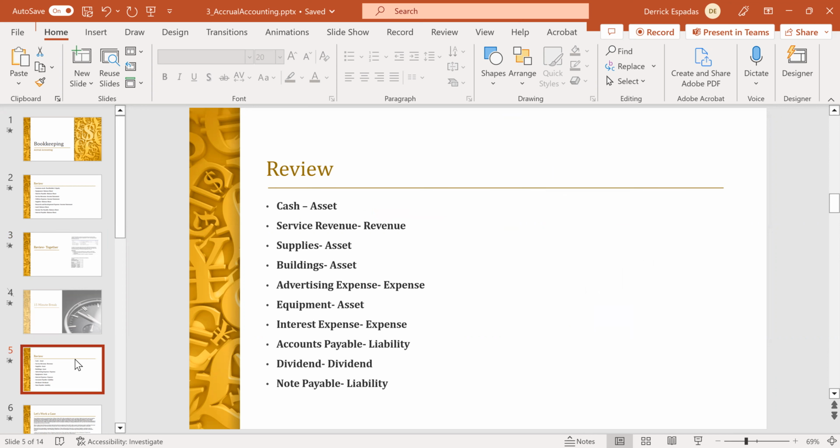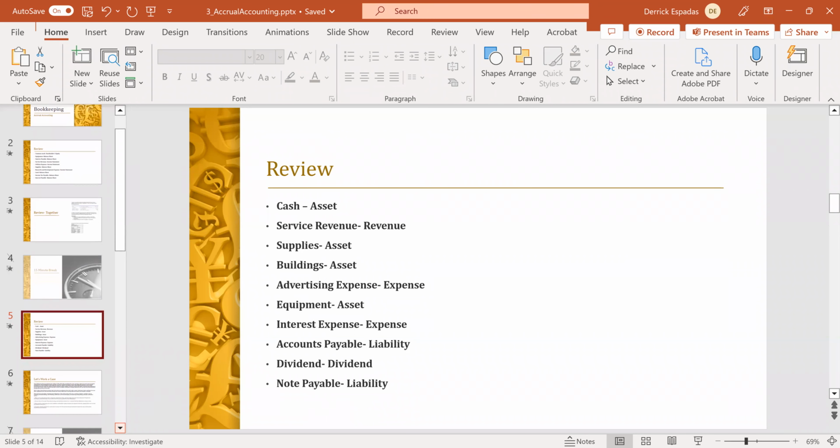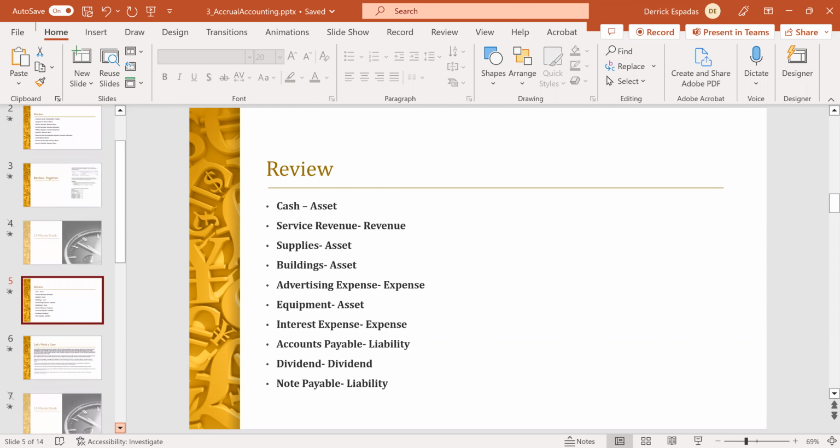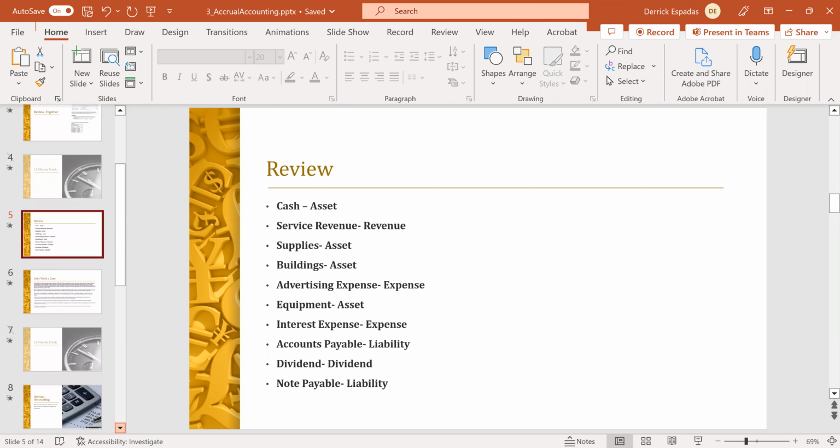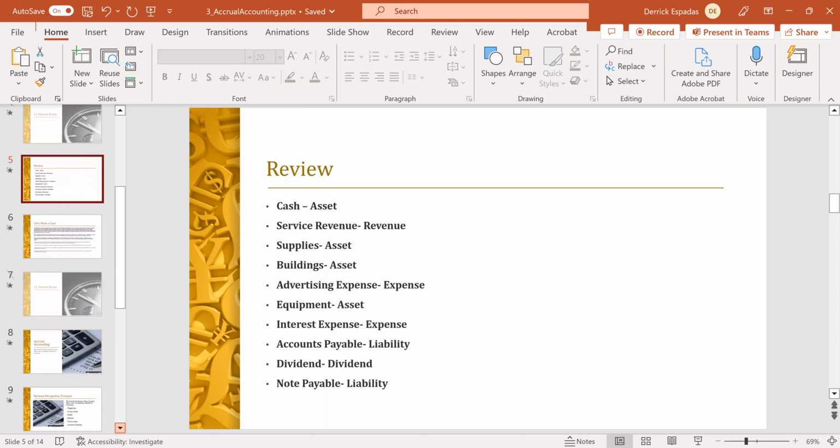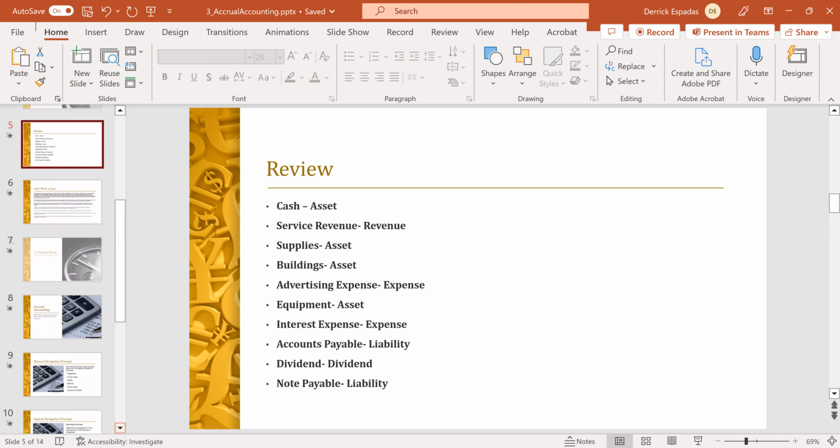In this case, just a reminder that cash is an asset, service revenue is the revenue, supplies are an asset, buildings are an asset, advertising expense is an expense, equipment is an asset, interest expense is an expense, accounts payable is a liability, dividends are a dividend, and a note payable is a liability, a balance sheet item. Very important to remember that. We haven't paid it yet. We owe it to someone, and we put liabilities on our balance sheet.